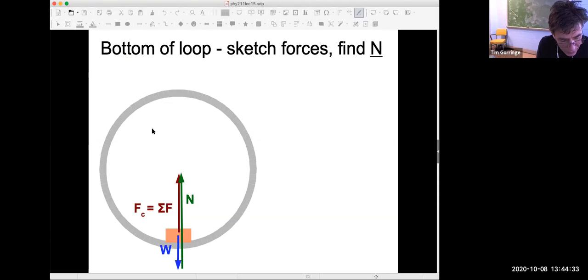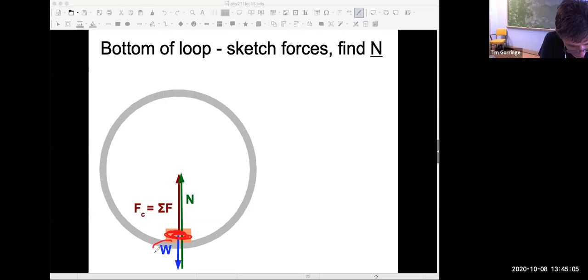The second calculation was to do exactly the same computation for the normal force, but now when the cart is at the bottom. So let me just show you this quickly and then I'll end. I again drew a picture, now of the roller coaster at the bottom of the track. And I added to that picture the forces that are acting on the roller coaster.